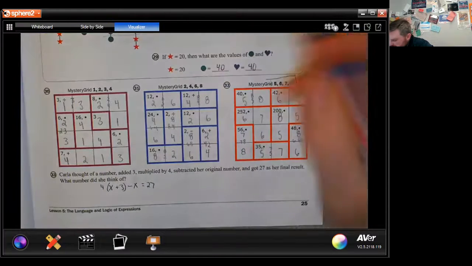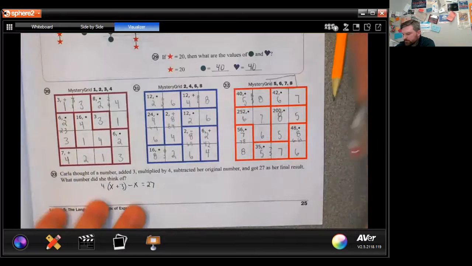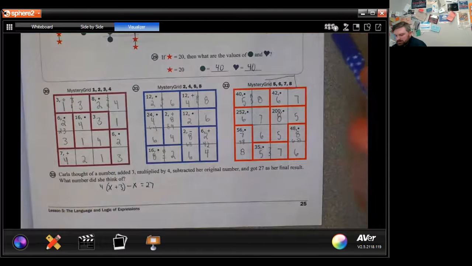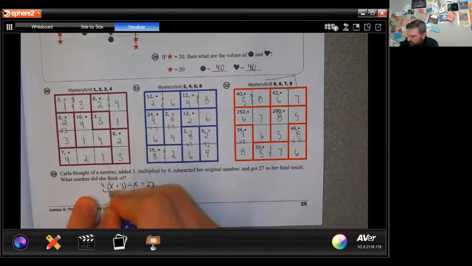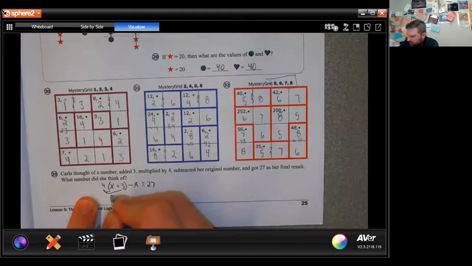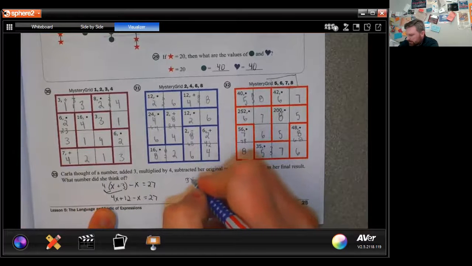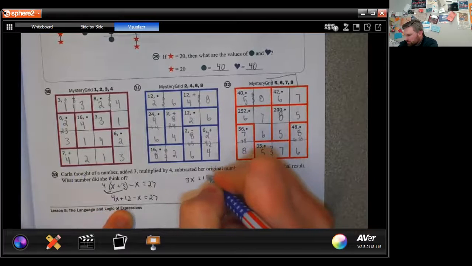Now here, the tricky thing is they've got 2 X's over here. So what we can do is maybe simplify some of this, kind of like we would do with our buckets of marbles. So we can distribute this or multiply both of these by 4. You get 4x plus 12 minus x equals 27. So 4x minus x, that's 3x, plus 12 equals 27.